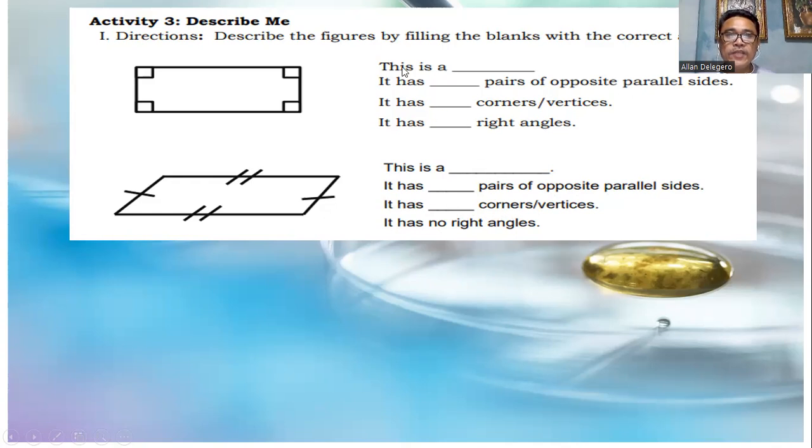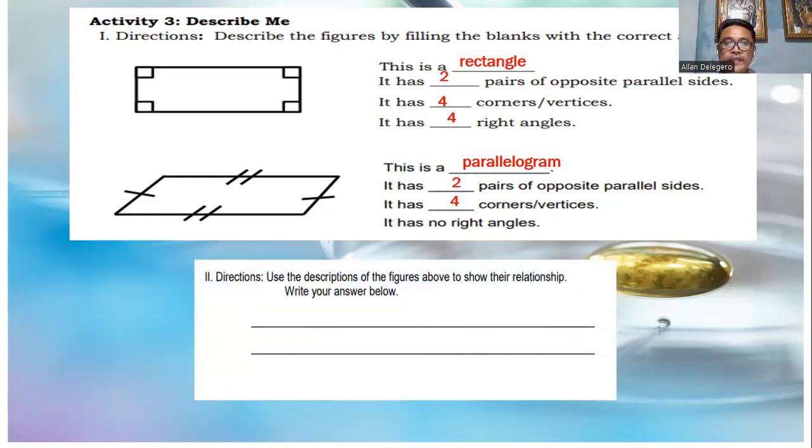Okay, let us check. This is a rectangle. It has two pairs of opposite parallel sides. It has four corners, vertices. It has four right angles. This is a parallelogram. It has two pairs of opposite parallel sides. It has four corners, vertices. It has no right angles.